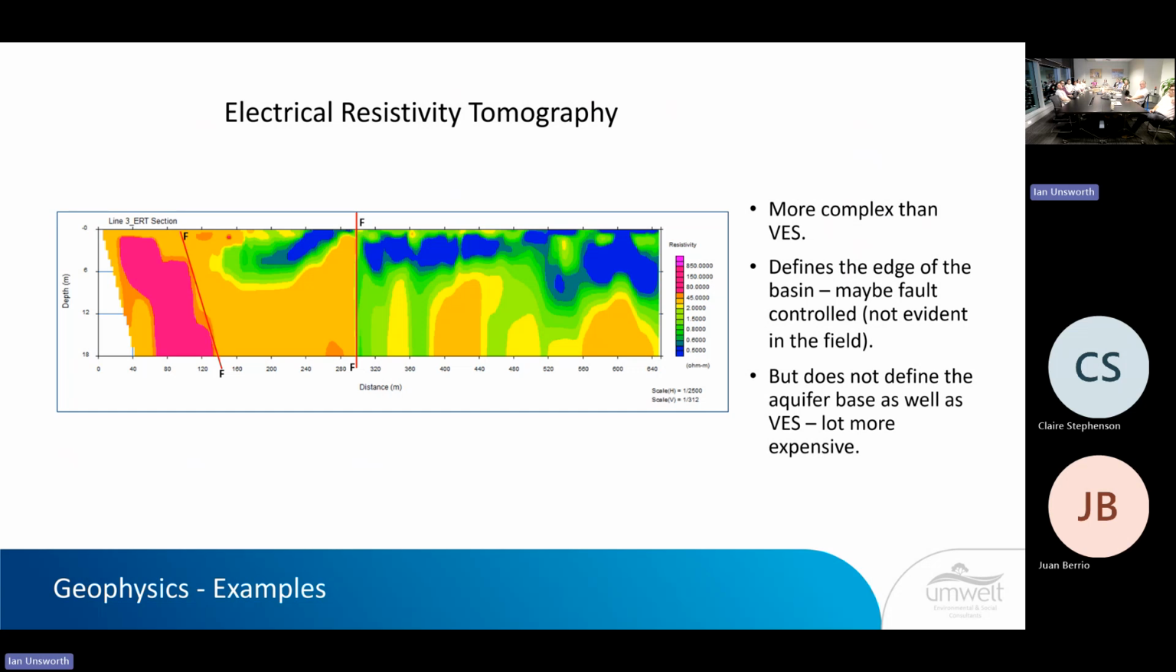And so in this instance, we decided to can the tomography because it was too expensive and too time consuming. That particular aquifer is 30 kilometers by 60 kilometers. So if you want to go and define that with a 2D method, it's going to take you a long time.